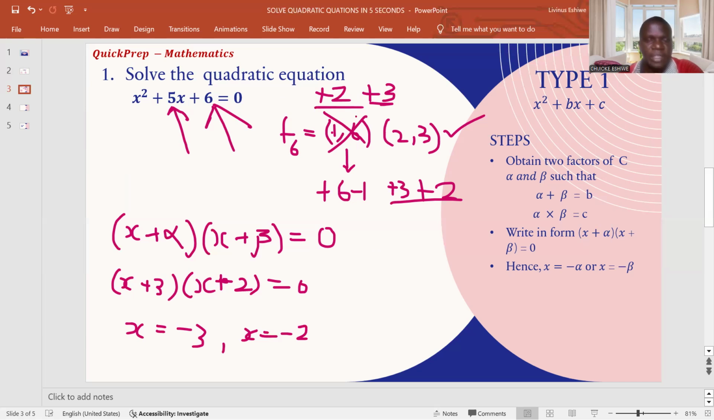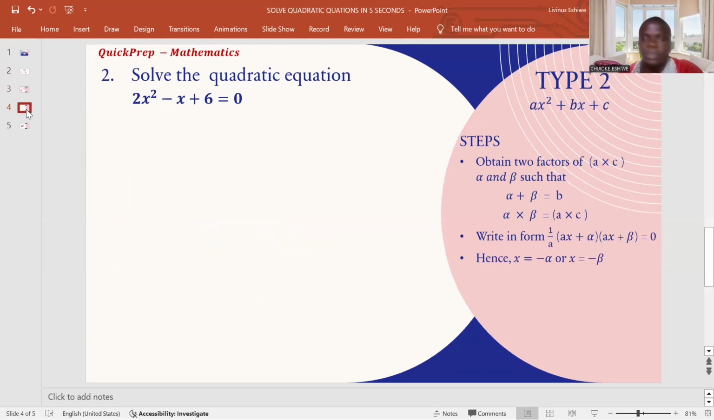Now, having said that, let's go to the most interesting one, which is equation type 2. Let's look at the type 2 equation, when this value here is not 1. What do we use? We use the general formula, as I have stated clearly here. We use the general formula 1 over a. Remember that a is the coefficient of the x squared variable.